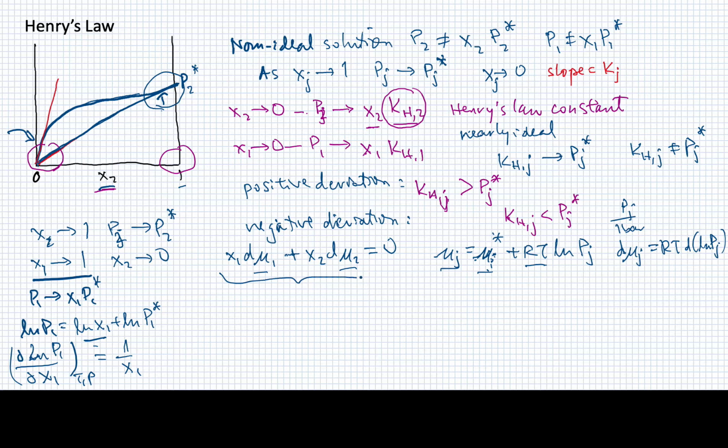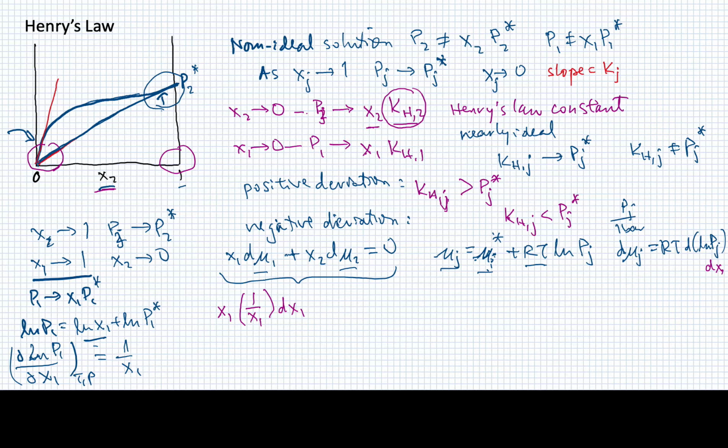Now when I take this result and put it into the Gibbs-Duhem equation, what I'll have is x1 times the differential of mu1, which I've worked out over here, is just going to be 1 over x1, and I'll have a dx1 at the end here. I think I left that out here. I should have dx1 out here.